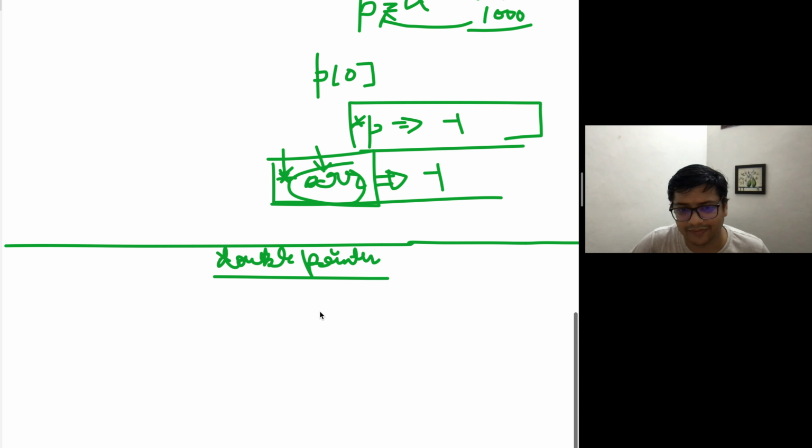What does a double pointer mean? We know that a pointer is used to hold the address of a particular variable. What does this double pointer mean? We initialize the double pointer in the same manner. This is basically the double pointer.